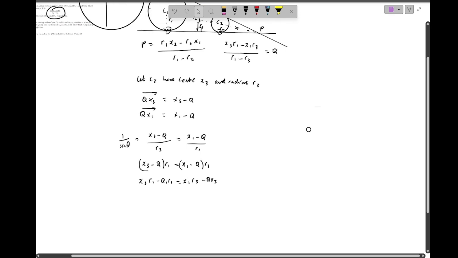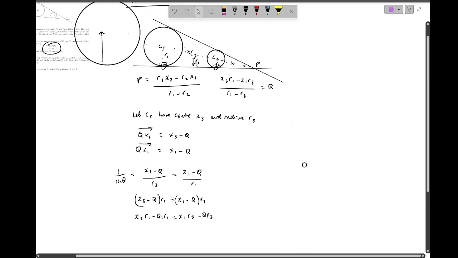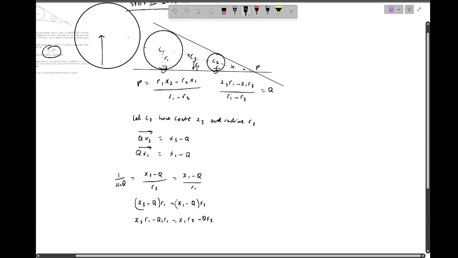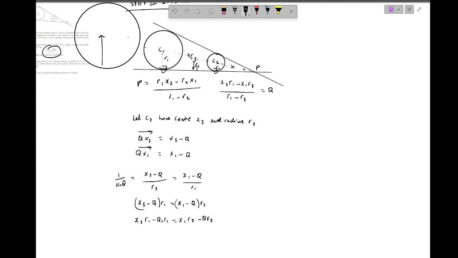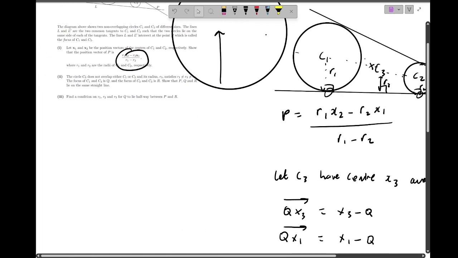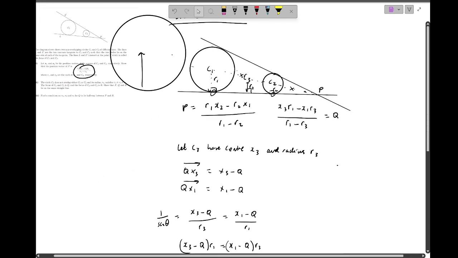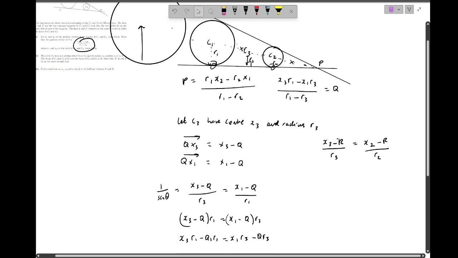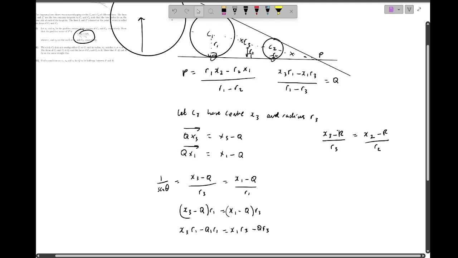Now we're going to do the same for the foci between C2 and C3. It's literally going to be the same thing. Now the focus between them is just r. So it would just be x3 minus r over r3 is equal to x2 minus r over r2. It's just the exact same sort of thing you were doing earlier. The ratio between those sides is the same.